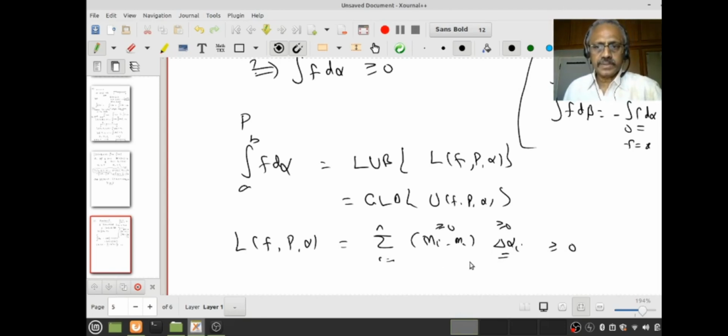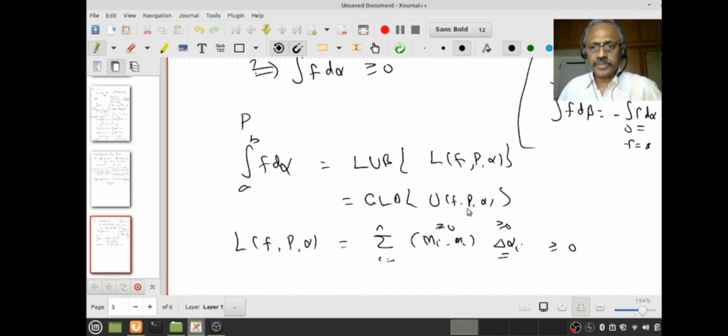Are you following this? How did I know m_i is greater than or equal to 0? That is always true. Sure? Do you follow that? So what I need is only that delta alpha is greater than or equal to 0. Therefore this will be always positive, and therefore each of the lower sums is non-negative. Therefore its least upper bound will also be non-negative. But that is, since f is alpha integrable, that is the integral. Therefore it is non-negative. Is that clear?